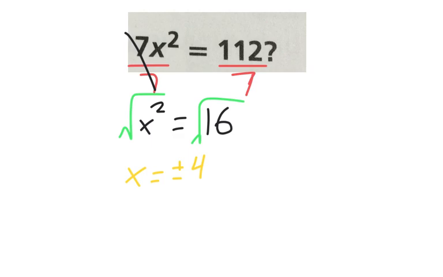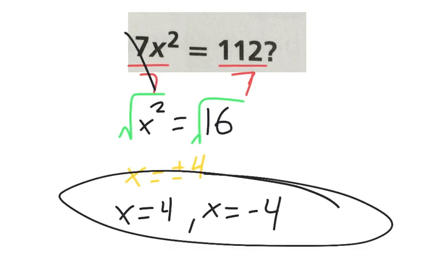I chose to take a square root, so I must account for the plus or the negative possibility. Which means there are two x-intercepts. They're at 4 and negative 4. So those are my solutions.